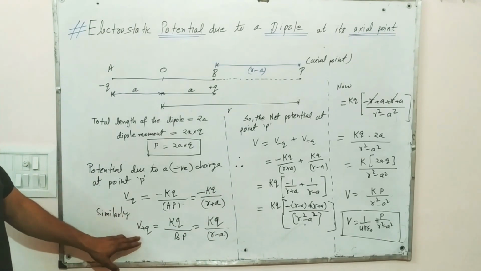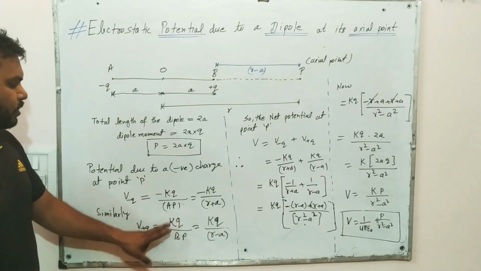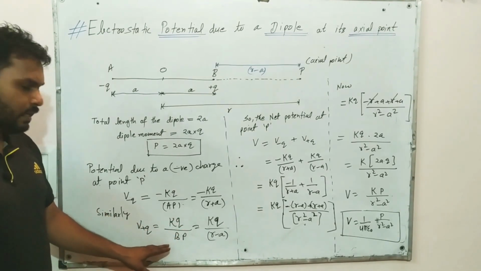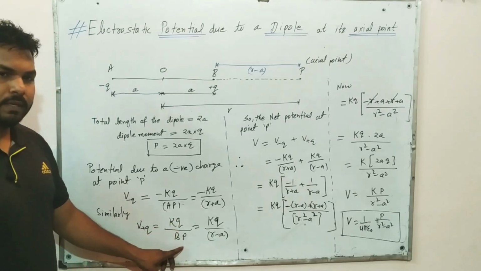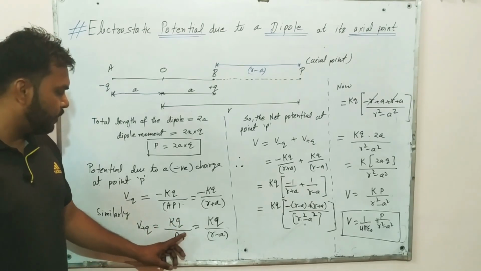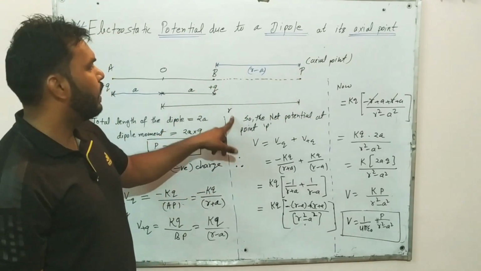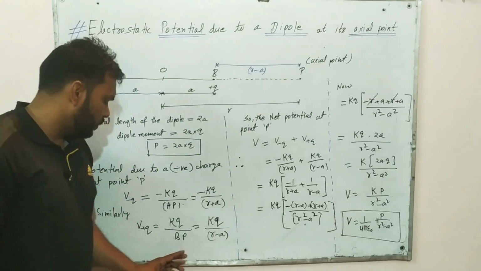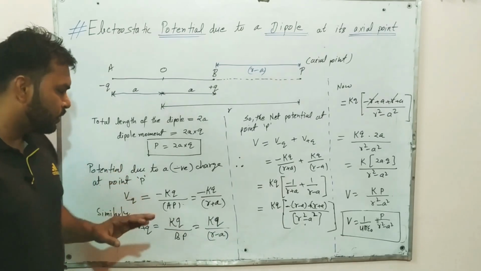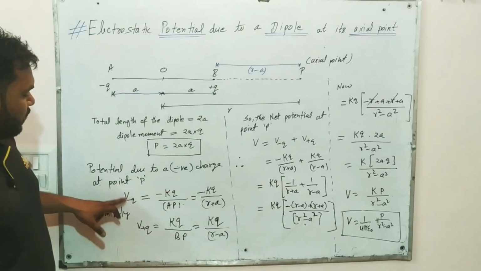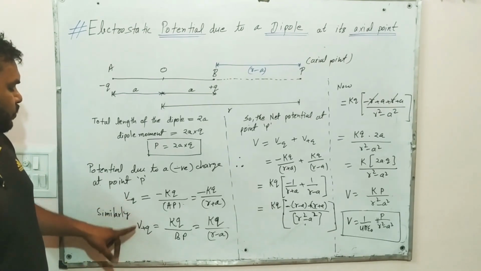Similarly, due to the positive charge, V positive is equal to kq upon BP. It comes out positive because we are taking a positive charge and potential is a scalar quantity. The value of BP is r minus a. Clear? So V plus q is equal to kq upon BP, which is kq upon r minus a. So these are the potentials V minus q and V plus q.